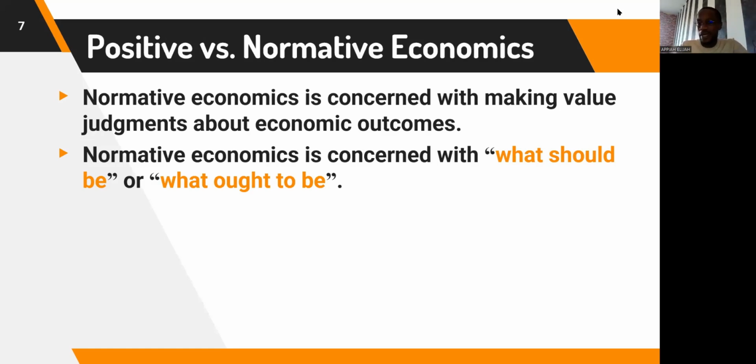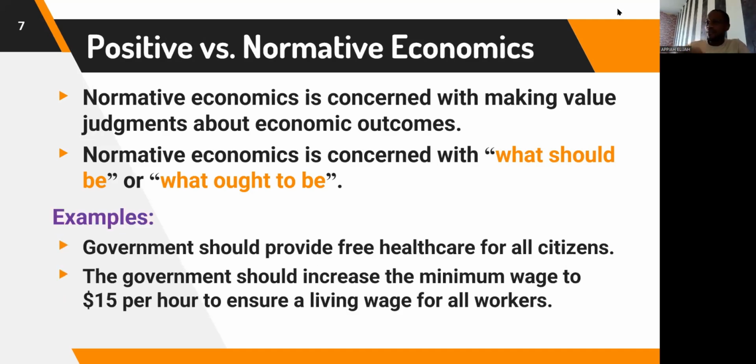That is what normative economics is. So we simplify it to be normative economics is concerned with what should be or what ought to be. And so typical examples would include government should provide free healthcare for all citizens. So when you say government should, you are only expressing your opinion, and that is for normative economics.